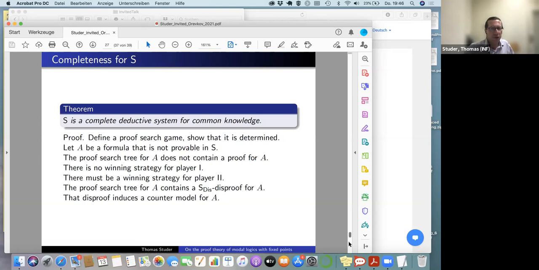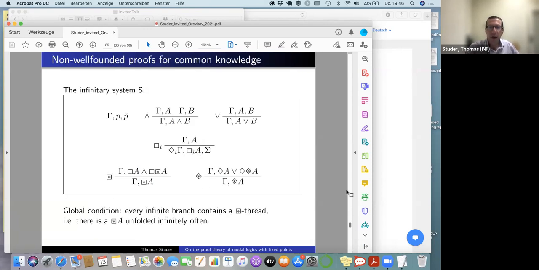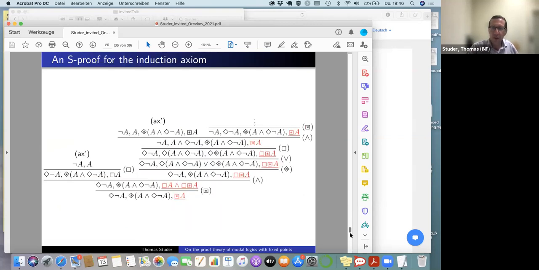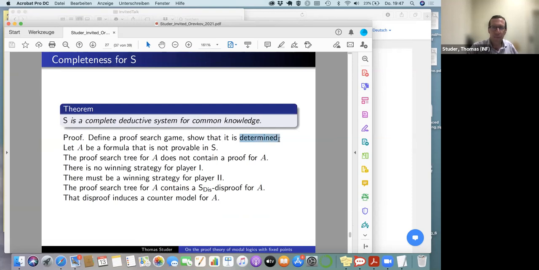Player two wins if there's no proof, which means there is technically what is called a disproof, from which a counter model can be derived. And then we need to show that this game, this proof search game, is determined, that one of the players has a winning strategy. And now this has to do with this global condition. One can show that this condition is simple enough so that the proof search game actually is determined, which means one of the players has a winning strategy. So this really comes into play here, this global condition that the game is determined.